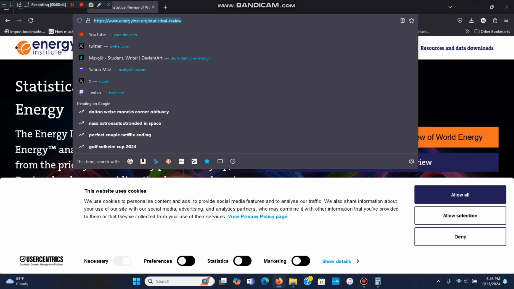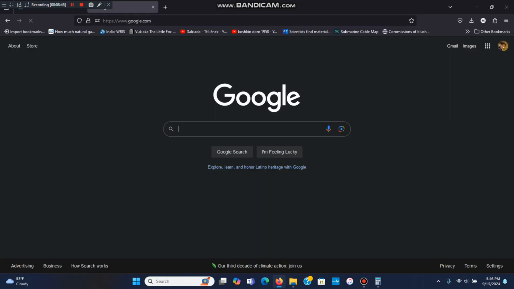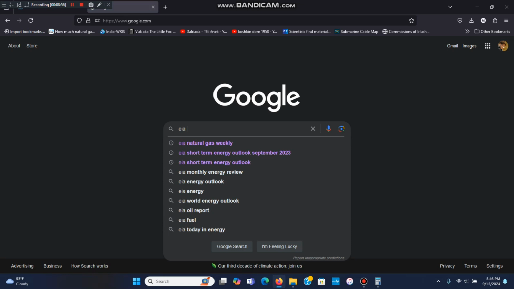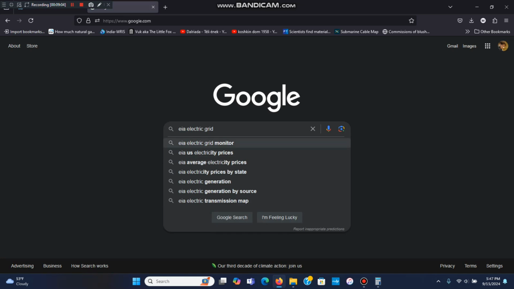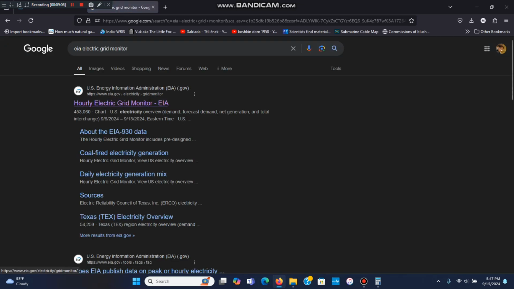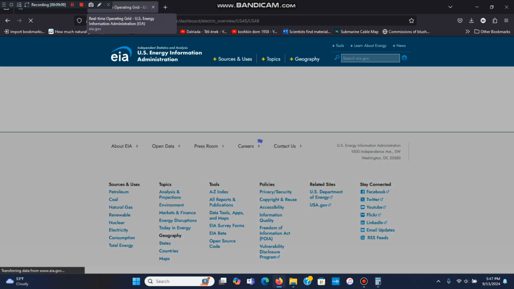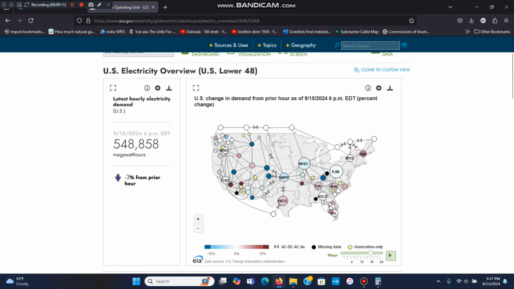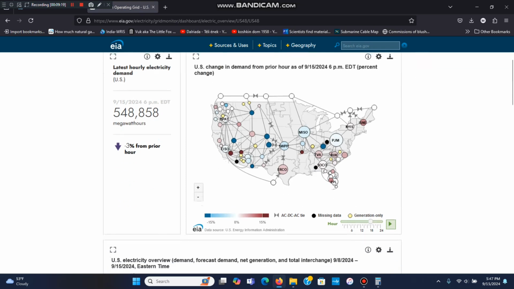For certain types of live stuff, for example, tracking the current demand levels on electricity grids, only two countries actually have that, and that is the US and the UK. So for here, you put in the EIA electric grid monitor. You go to that, it should be the right one. Yep, hourly electric grid monitor. And that will bring you right here, which will show you the most recent amount in gigawatts or 1,000 megawatts.